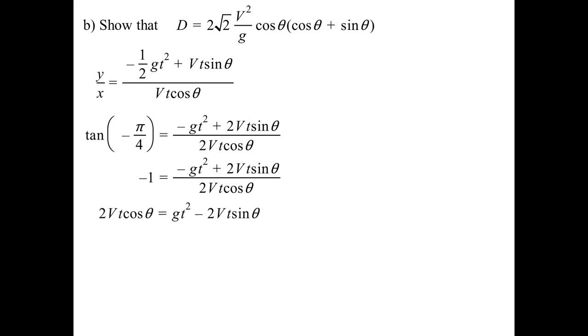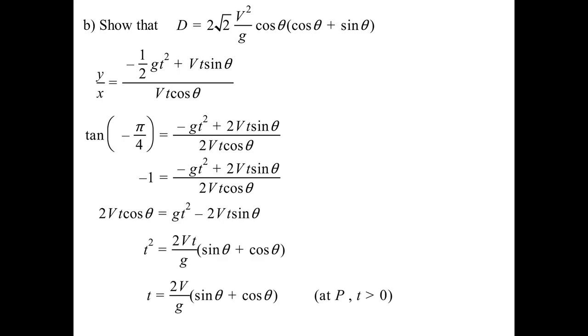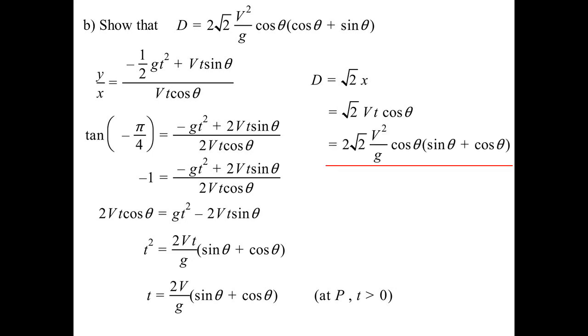Playing around with this, I end up with an expression for the time it takes for it to land. Now, I discounted one of them because obviously t equals 0 is a solution as well. Well, that's where it's starting, because it's starting from that slope as well. So it's the other one I want: 2v on g times sine theta plus cos theta. With a bit of trig, I can work out that d is the square root of 2 times x. But x, we said, was vt cos theta. Substitute in what we just worked out for t, and it comes out quite nicely. There's our expression.